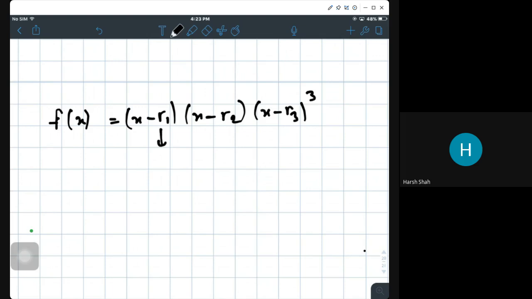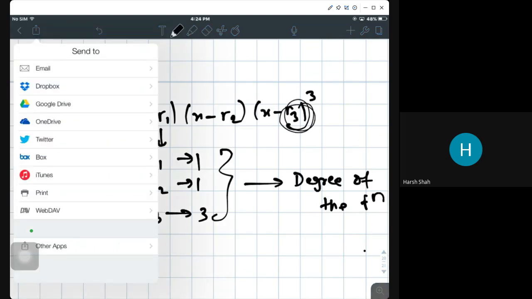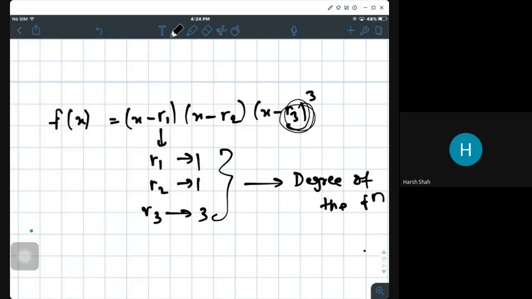As I can see that r1 appears only once, so r1 is a multiplicity of 1. r2 appears only once, r2 is a multiplicity of 1. r3 appears 3 times, so r3 is a multiplicity of 3. Now the sum of this will give you the degree of the function itself. Degree means the highest power of the function, right? So I'll have 5. This is a function of degree 5.